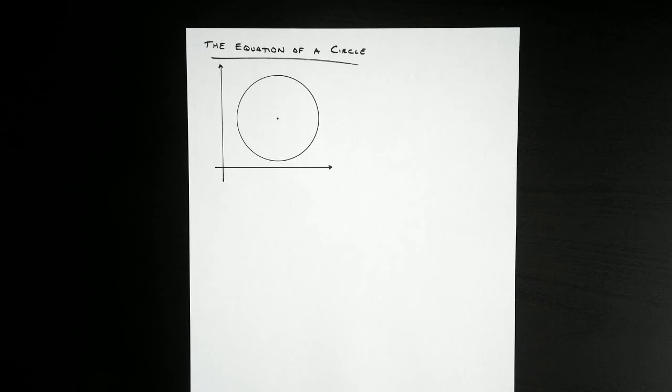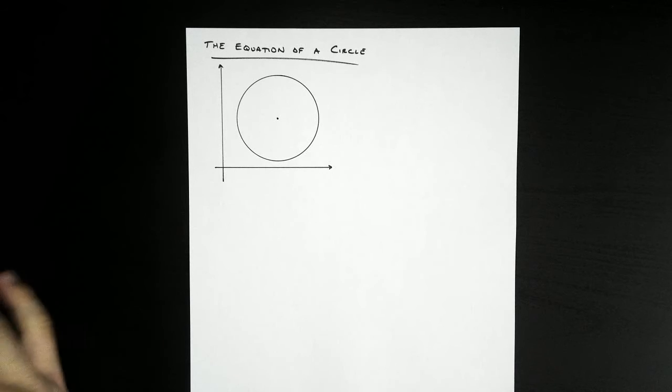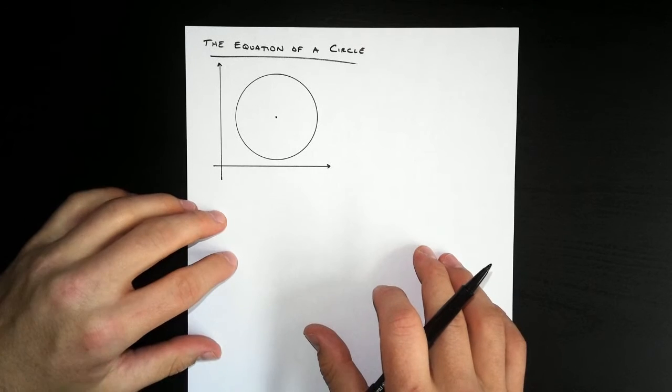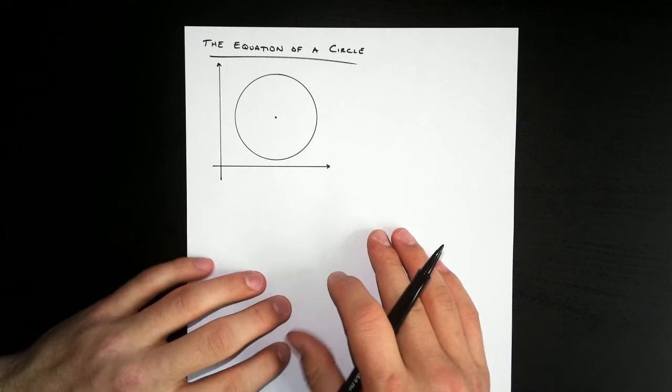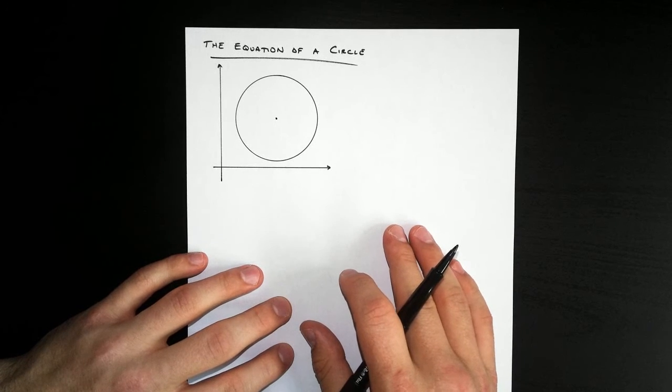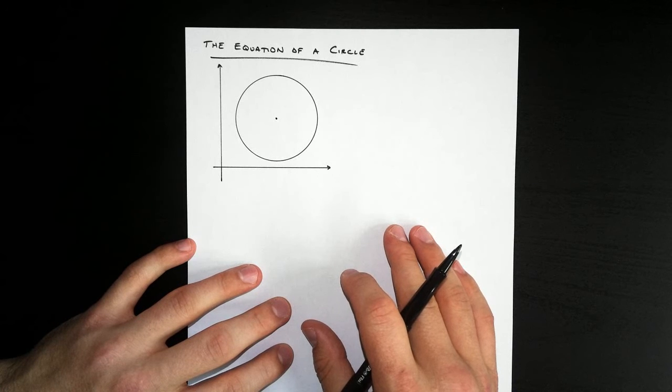Hello everyone. In this video, I'm going to talk about the standard form equation of a circle. And then after talking about where that equation comes from, I would like to do one example just putting it to use. So when we write the equation for a circle, just like we do with the equation for any other graph, we want to define it in terms of x and y.